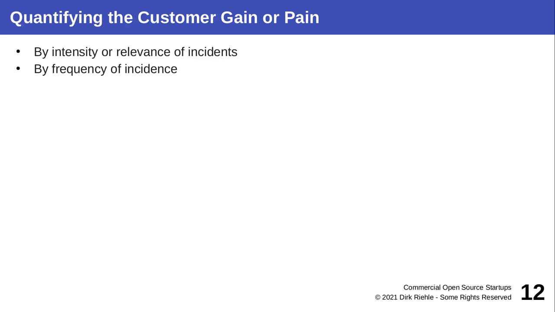If it's smaller stuff, maybe it's the frequency. How often is something wrong with a shipment to you? So you can quantify by the significance, the relevance of a problem or a gain, and you can quantify by how often it takes place. And of course, the ultimate value is the product of both, the relevance or significance times the frequency of how often it happens.